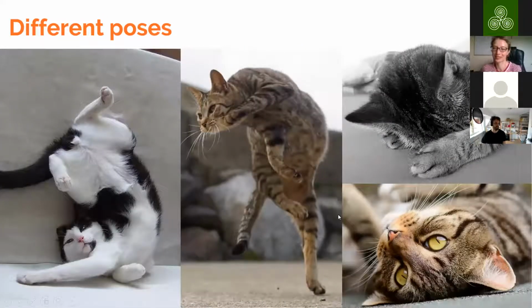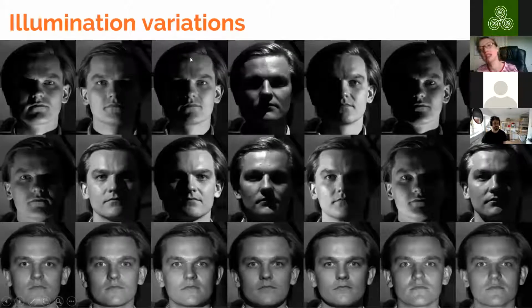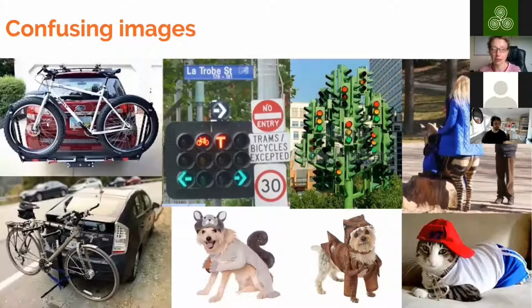So you didn't expect that, and your cat didn't expect that, and for sure your model didn't expect that. So when it gets that, it probably will make an error. You also have intra-class variations. You have different illumination conditions, and you just may have some confusing images that are hard to identify.